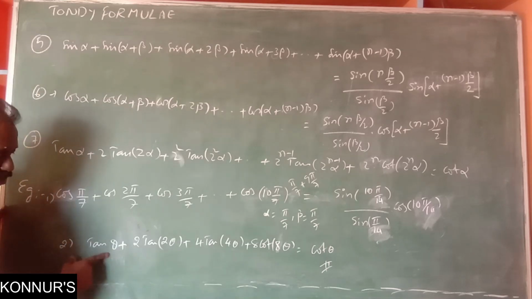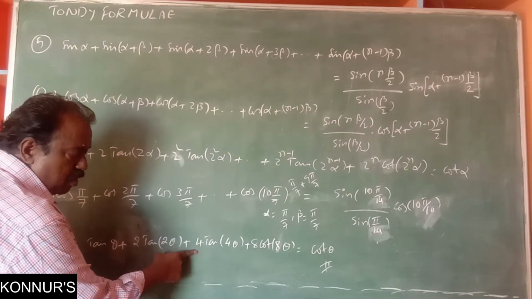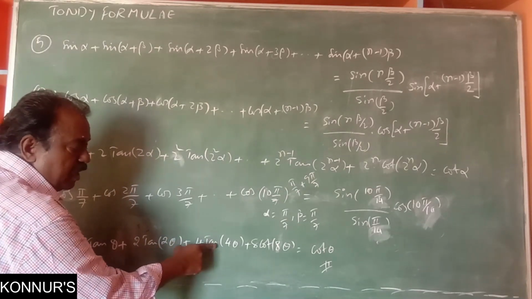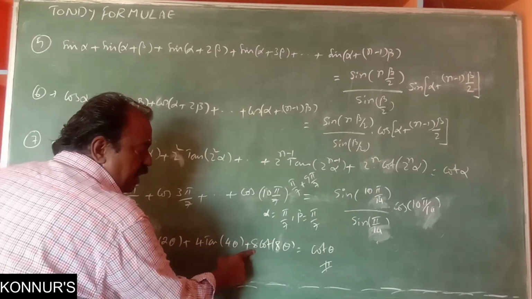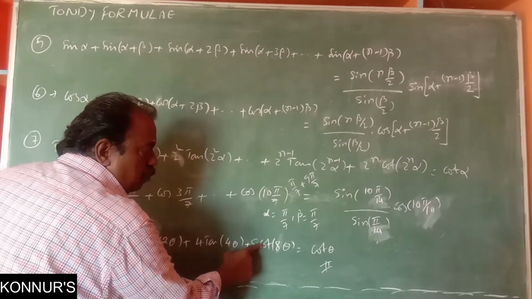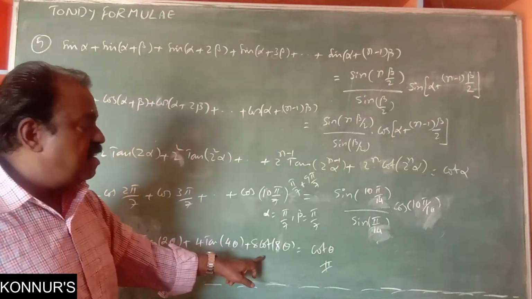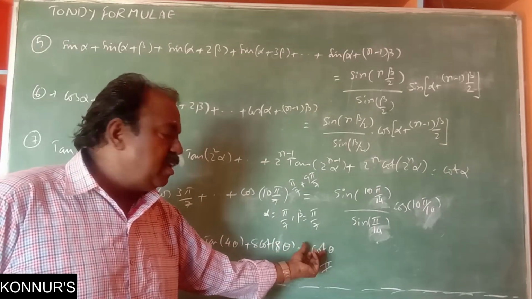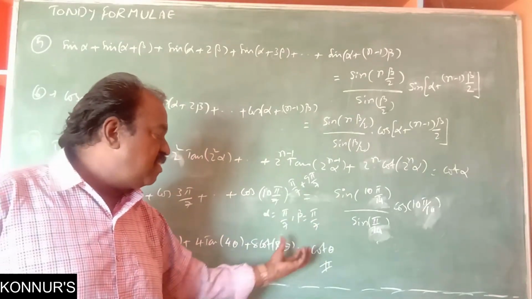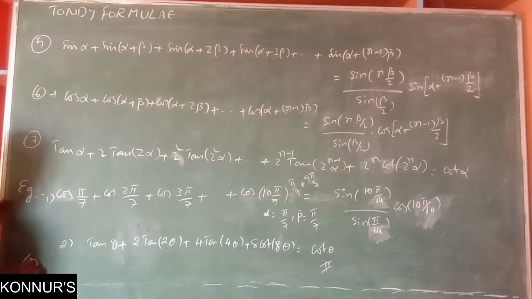Clearly, I give a second example. Tan theta, 2 into tan 2 theta, then 4, which means 2 square, into tan 4 theta, then 8, which means 2 cube, cot 8 theta. That means it ended with the cot. At this time, simply we write cot theta. Its answer is cot theta.